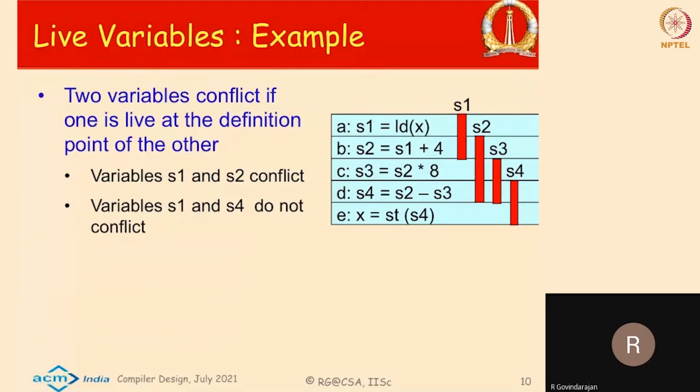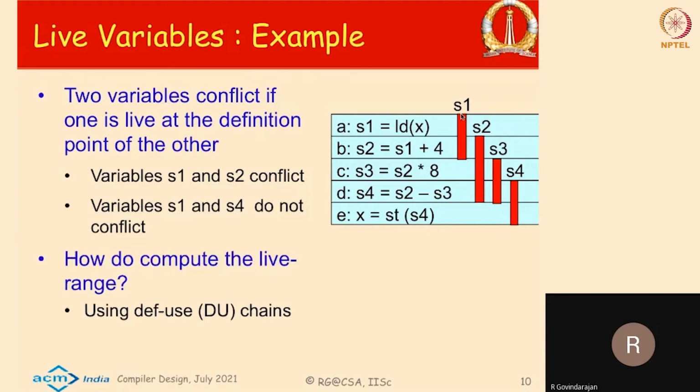Whereas if you look at S1 and S4, neither is S1 live when S4 is being defined, nor is S4 live when S1 is being defined. Therefore, S1 and S4 do not conflict with each other, and possibly they can share the same register. Whereas S1, S2 or S2, S3, if you look at it, they conflict with each other. So do S3, S4.